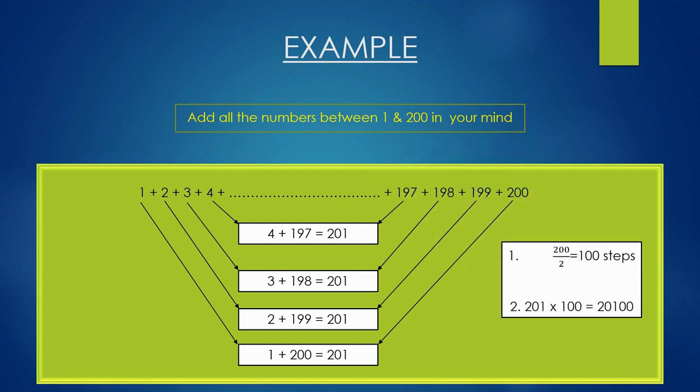So the total numbers that we need to add are 200. From 1 to 200 there are a total of 200 numbers. So if we divide them by 2, we'll have 100 steps. And each step is giving us an answer of 201. So we'll multiply 201 with the number of steps, that is 100, which gives us the result, that is 20100. It's as simple as that.